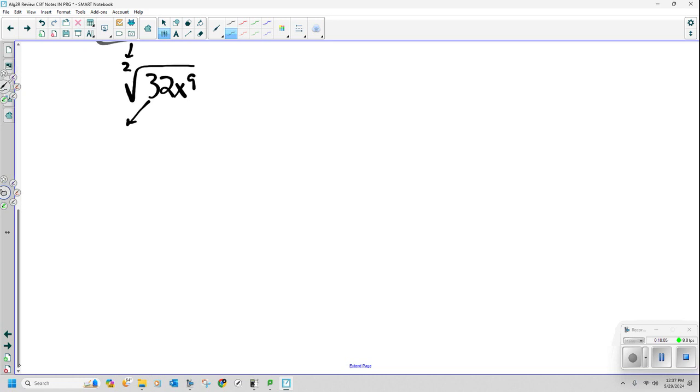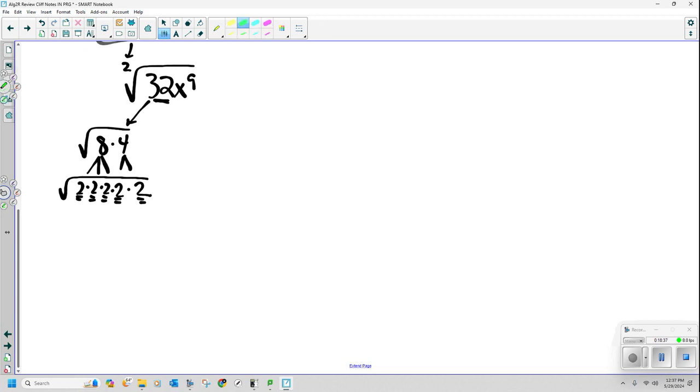32 is, let's call it, 8 times 4, still under a square root. 4 is 2 times 2, and 8 is actually 2 times 2 times 2. So if I multiply 2 times 2 times 2 times 2 times 2, I would get 32. These are still all under a square root. We've done nothing except change that 32 into all these prime numbers multiplied together.